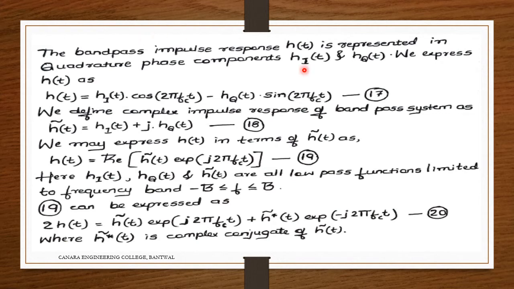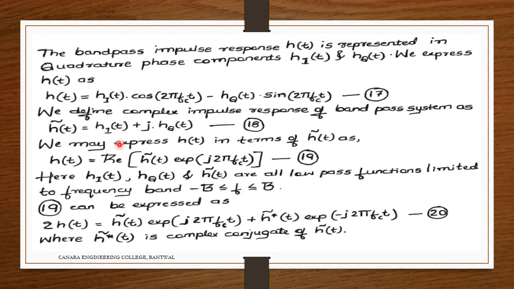Now this band pass impulse response h of t is represented in terms of quadrature components h I of t and h Q of t. We express h of t as h I of t into cos 2 pi fct minus h Q of t into sine 2 pi fct. We consider this as equation 17. We define the complex impulse response of a bandpass system as h cap of t is equal to h I of t plus j h Q of t.